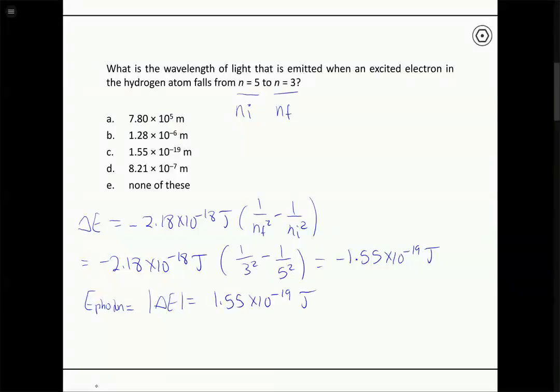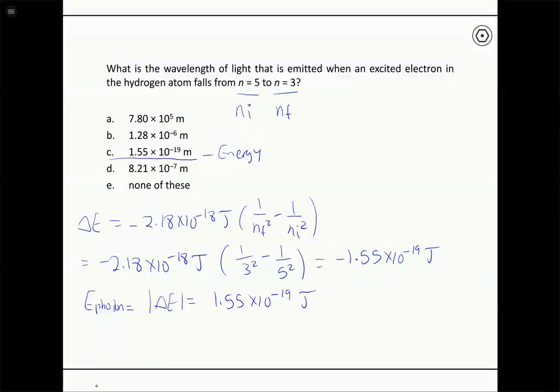Many of you picked choice C here. This is the energy, and the most common incorrect answer was choice C. So you did the calculation right, but you have to realize that this number does not represent the wavelength of the photon, it represents the energy. Alright, so that's not the correct answer.